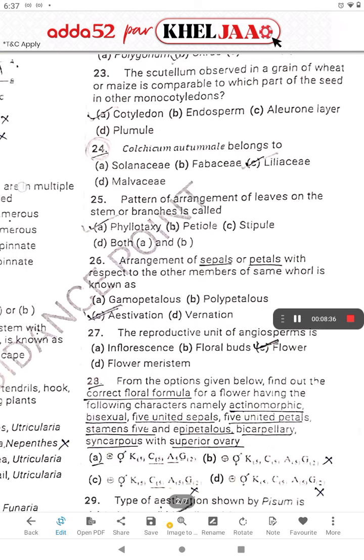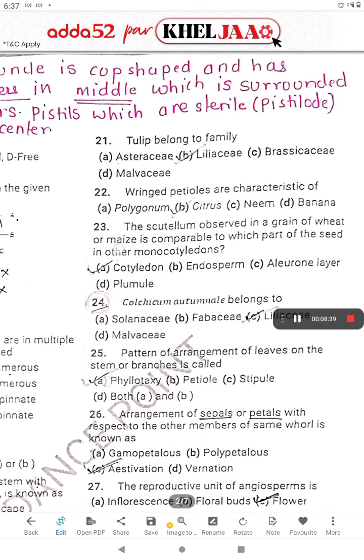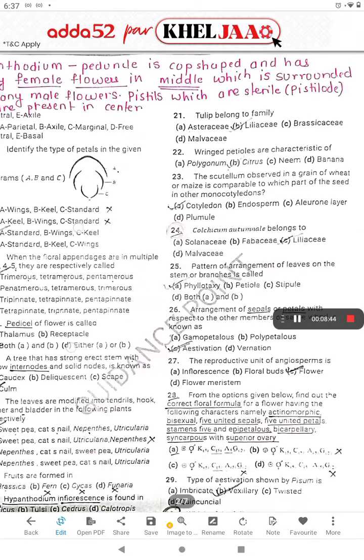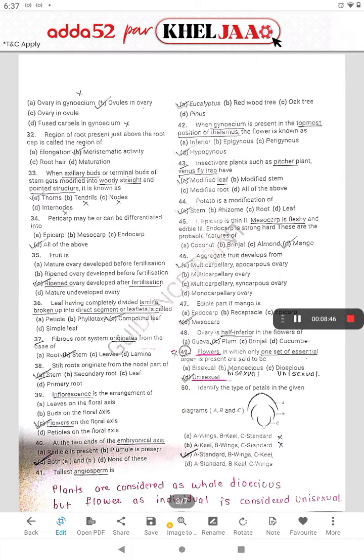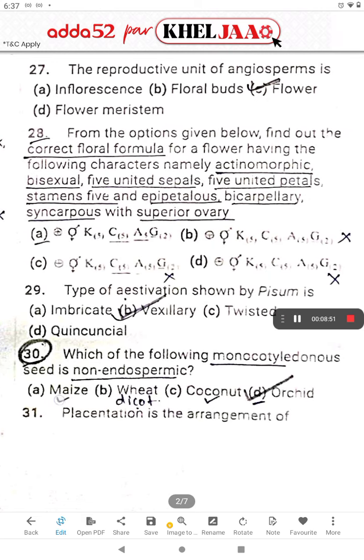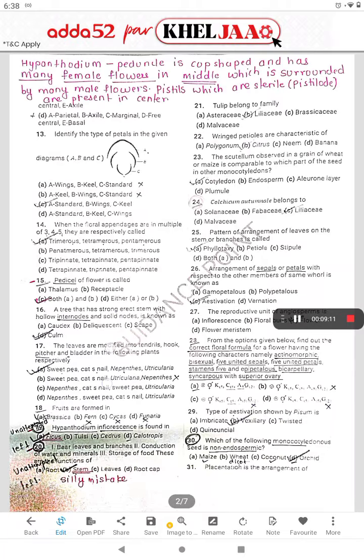Then the next mistake was the 24th question: Colchicum autumnale belongs to the Liliaceae family. It's the right answer, right? I was somewhat uncertain about it, but it was given in our notebook notes. The 30th question is saying which one of the following monocotyledonous seeds is non-endospermic. It is an exception that only orchid is a monocot whose seeds are non-endospermic. They are exalbuminous, meaning they do not store food in the endosperm, right?